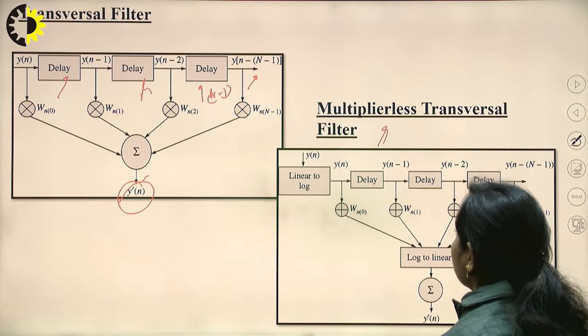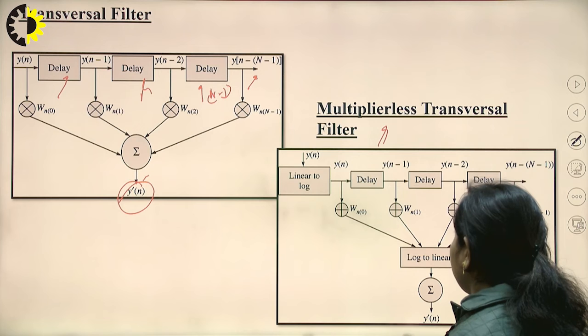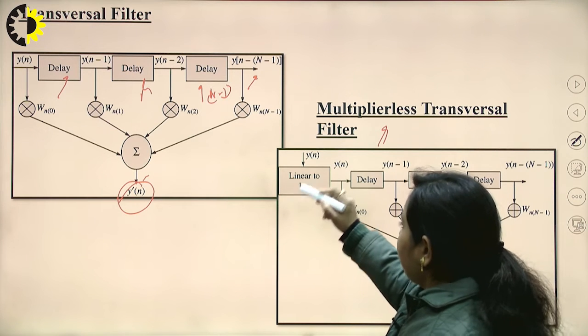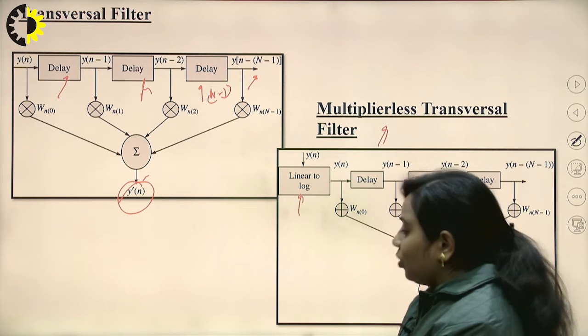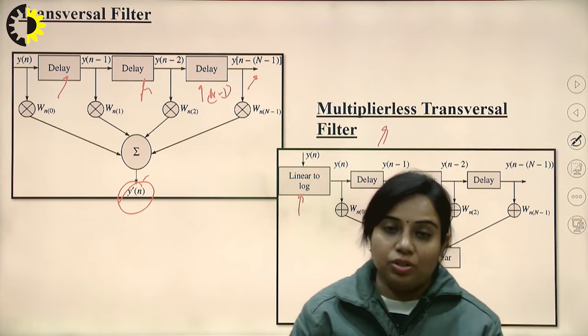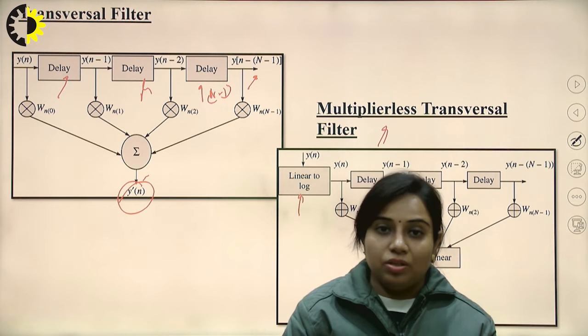Now next one is the multiplierless filter, where no multipliers are used. The yn signal is passed through a linear to logarithmic converter, which converts the multiplication into addition. So additions are there.